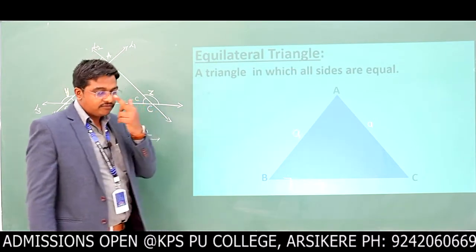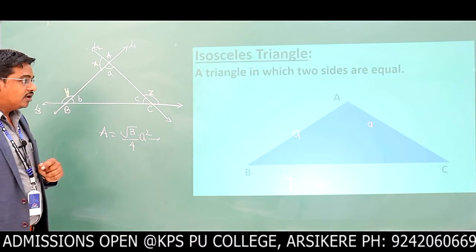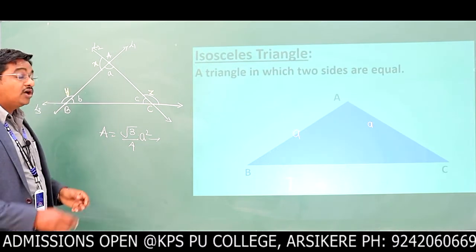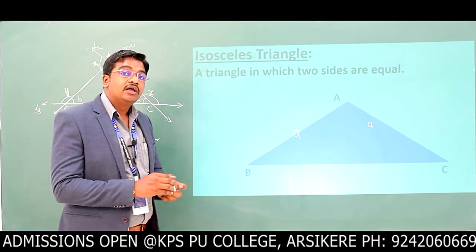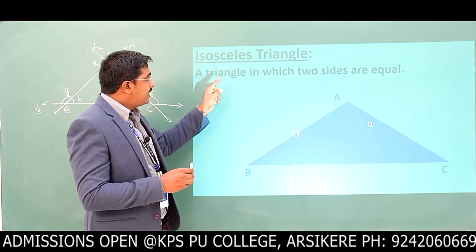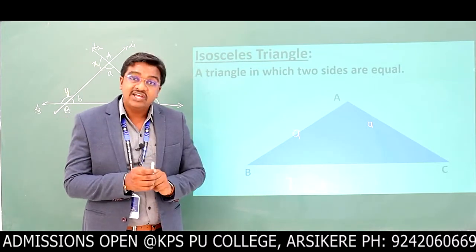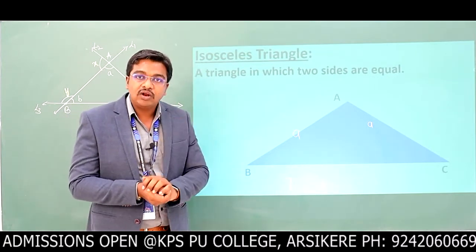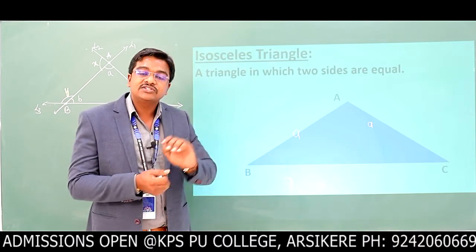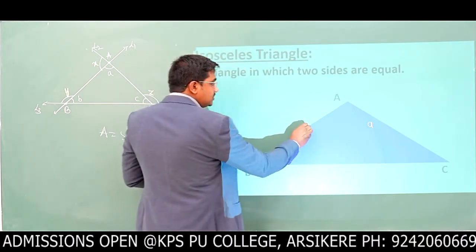Okay, next one we have isosceles triangle. Isosceles triangle means here, a triangle in which two sides are equal. When two sides are equal, that kind of triangle is called isosceles triangle. Here these two sides are equal.